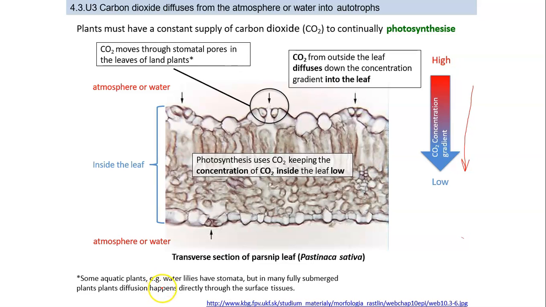Some aquatic plants, for example water lilies, have stomata, but in many fully submerged plants, diffusion happens directly through the surface tissues. When it is submerged, this means that it's fully inside the water, and diffusion will be through the surface. Anyway, the place where the carbon dioxide will diffuse in terrestrial plants or land plants is the stomata, which open some space for the carbon dioxide to move inside.